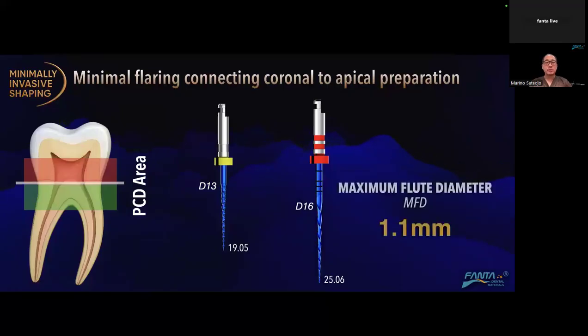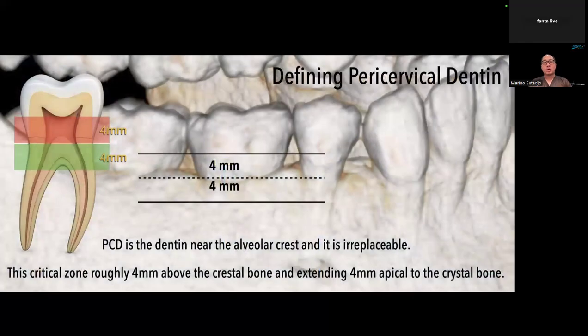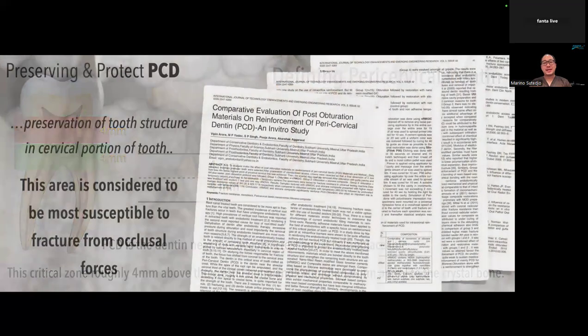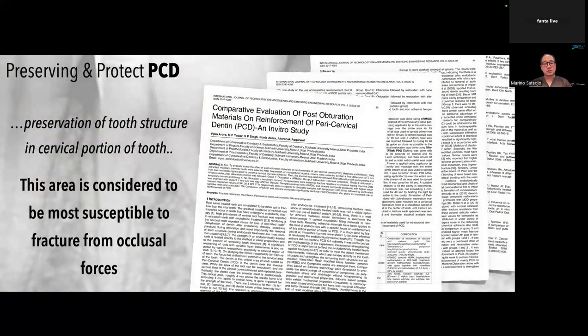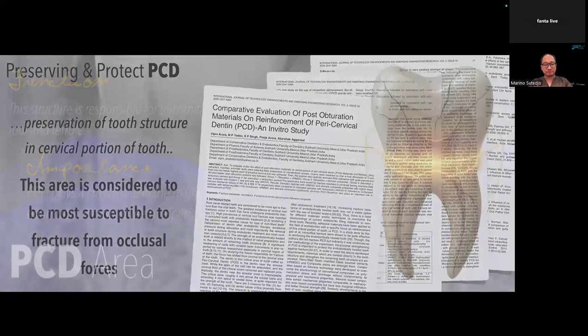Because they just want to preserve the pericervical dentin area. What I mean by the PCD is the 4 millimeters above the crestal bone and the 4 millimeters below the crestal bone. Why is this PCD area so important? Because this area is considered to be the most susceptible area to receive occlusal force, and it increases the fracture strength of the tooth.